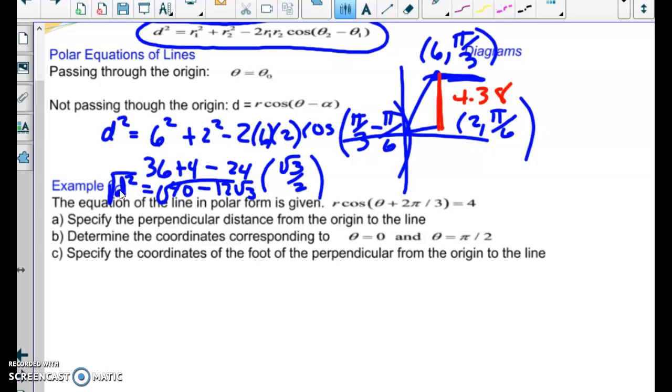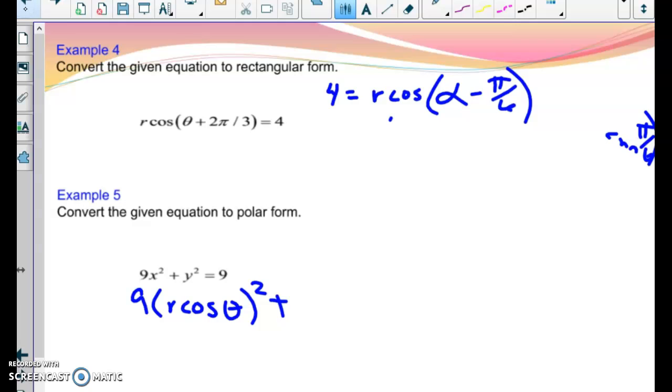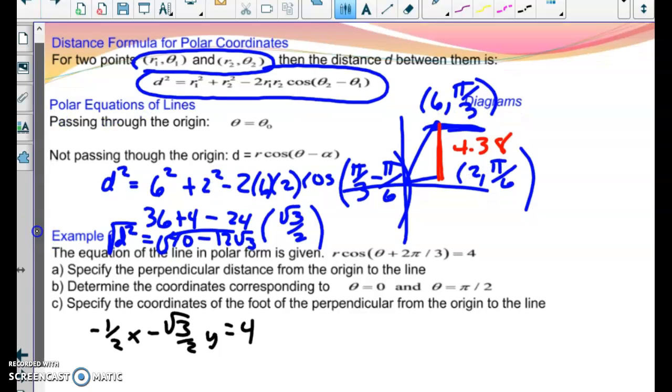All right, let's take a look at this one down here. The equation of a line in polar form is given by that. And specify the perpendicular distance from the origin to the line. And let's get started on that. So I think where I left this one, because we did this example, let's go back. I think we did that one over here. And I think this is where I left the answer.